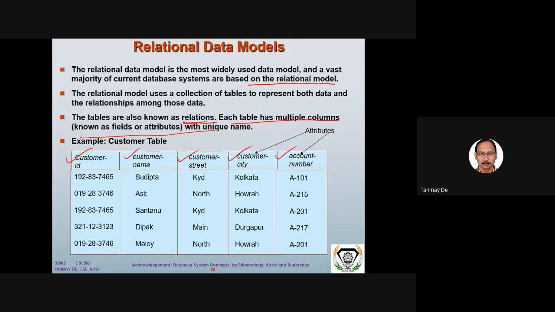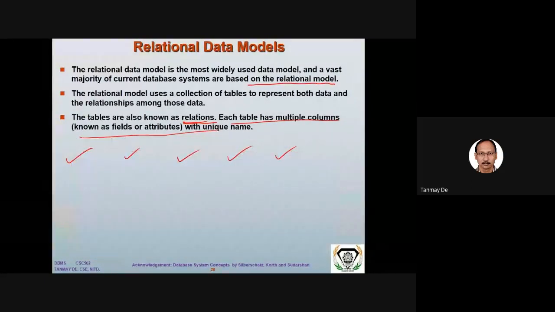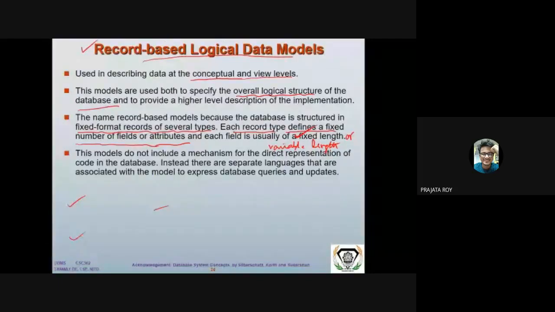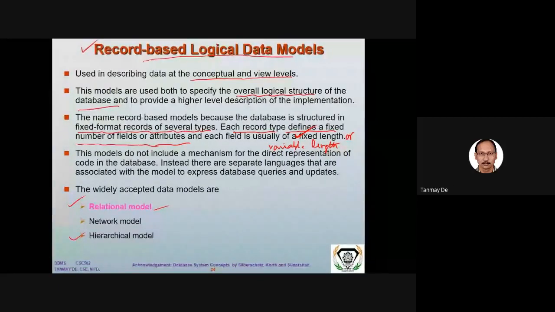Is it clear? Am I audible, please? Yes, sir. Sir, could you go to the previous slide once, sir? Need to go to the previous slide. Yes, sir. I missed one part, sir. This slide? Thank you. Any question? No, sir. I just needed to see the widely accepted data models, sir.